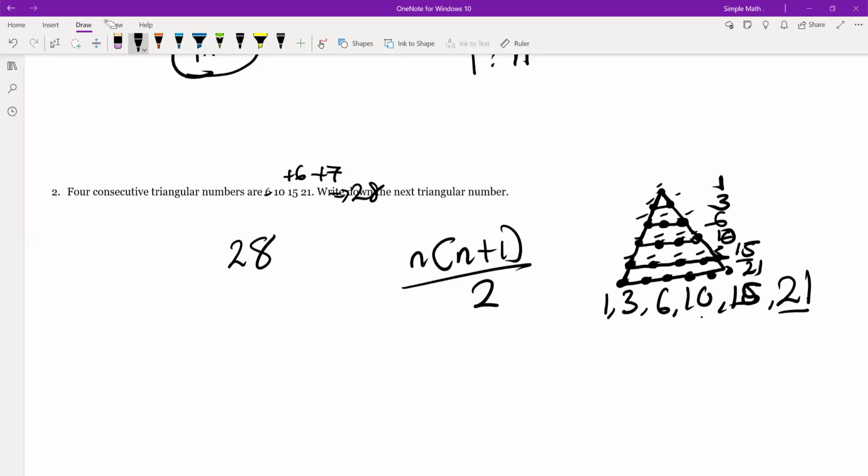Now, another thing you should know, let me also add this, is that the sum of two triangular numbers is a perfect square.